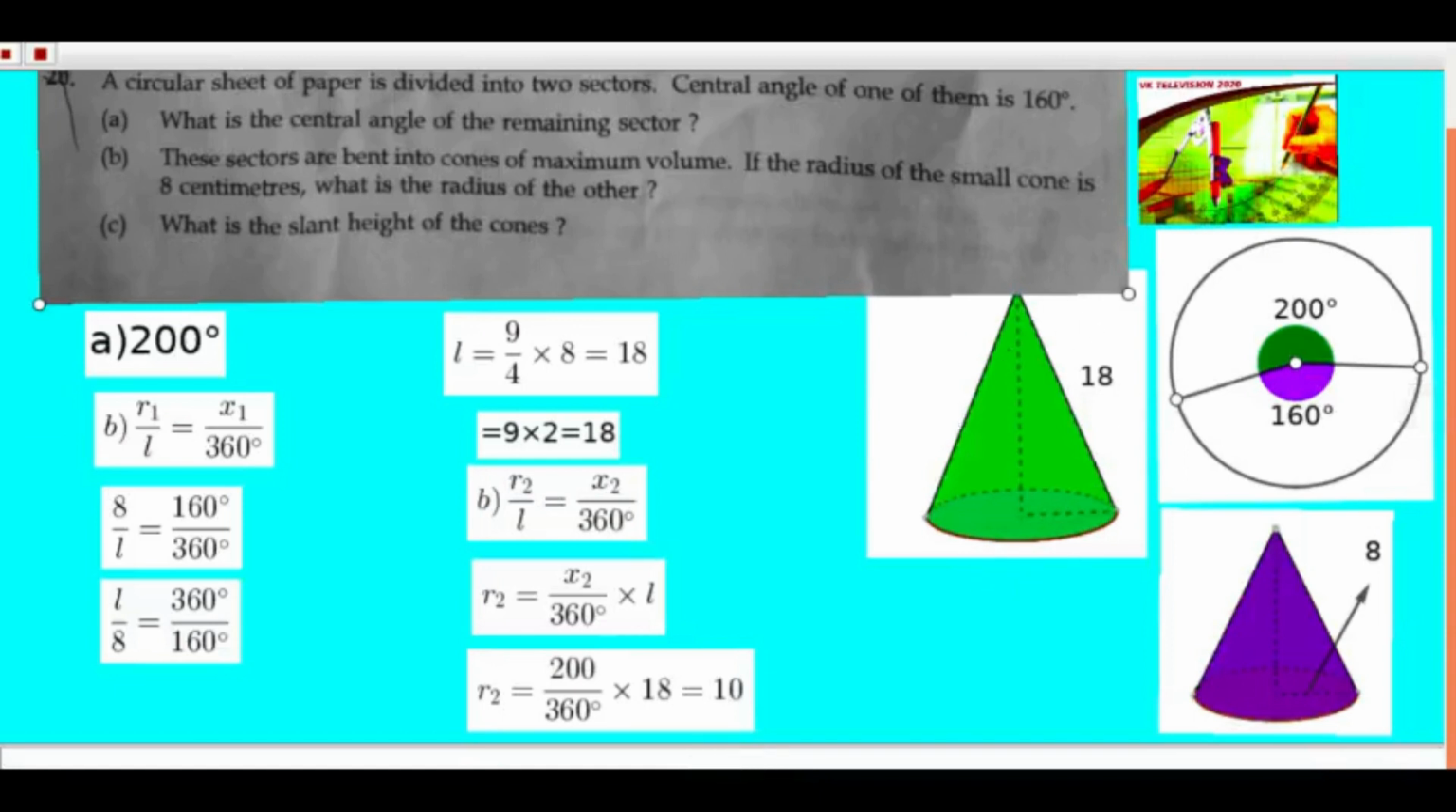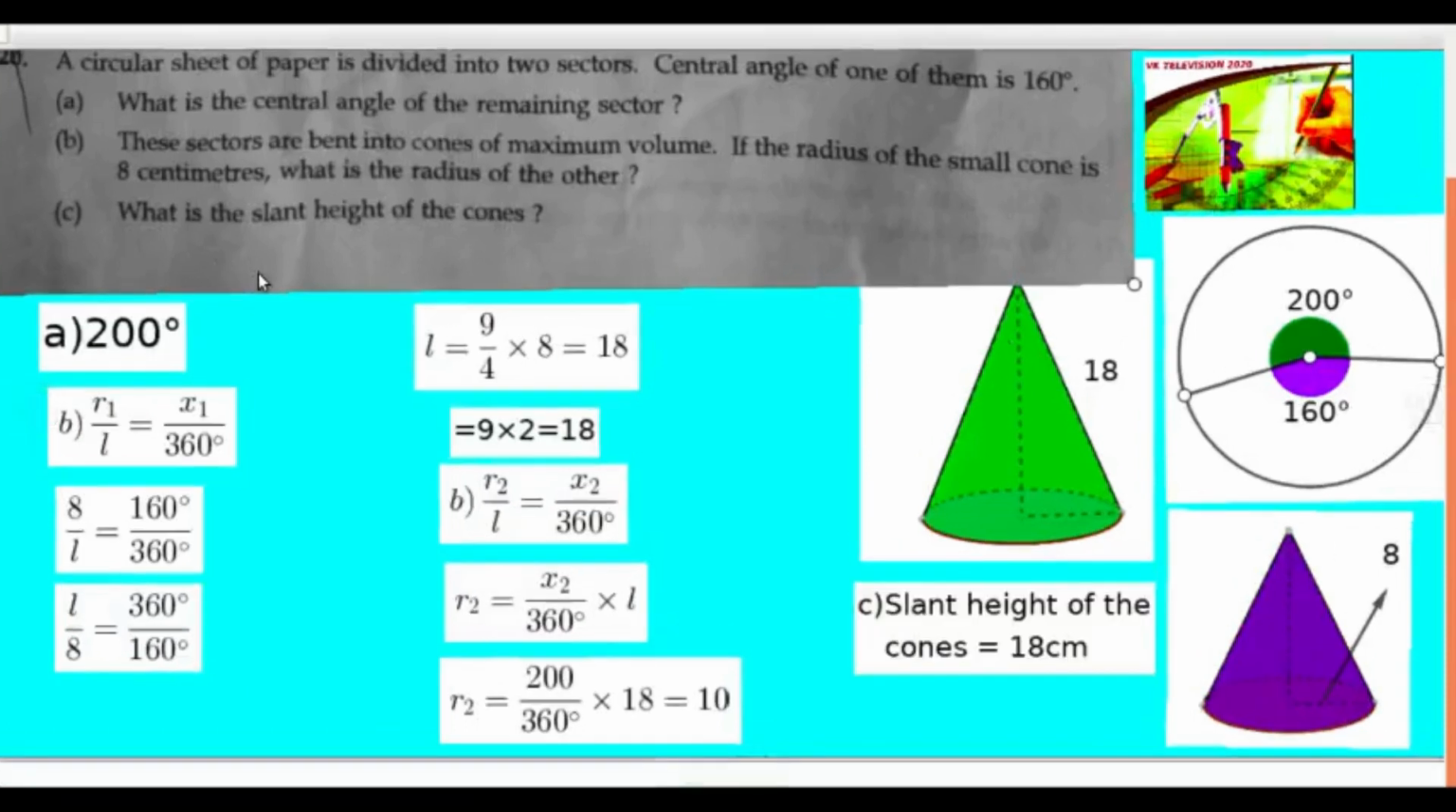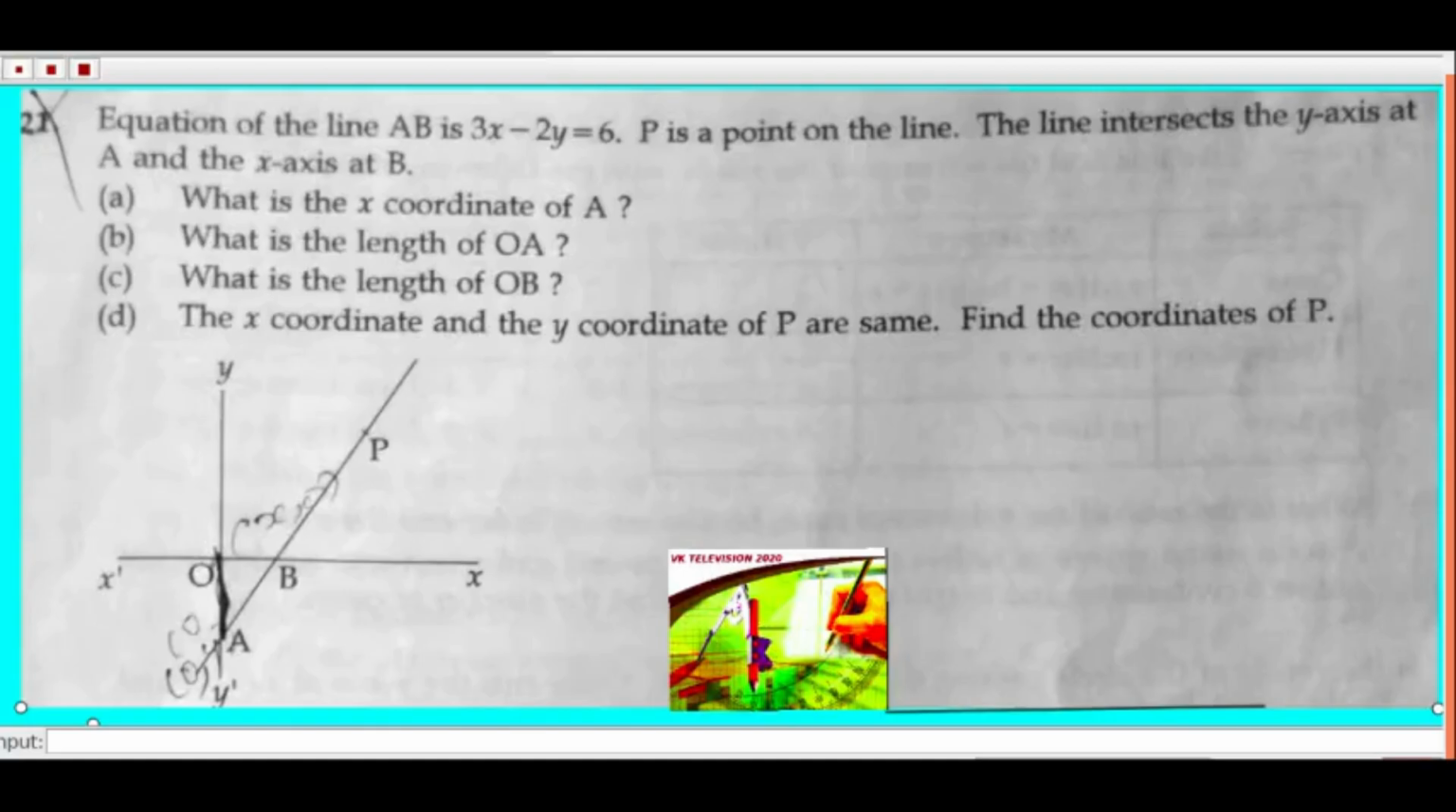Now the last question is: what is the slant height of the cones? We already obtained that the slant height is equal to 18. So the slant height of the cone is equal to 18.